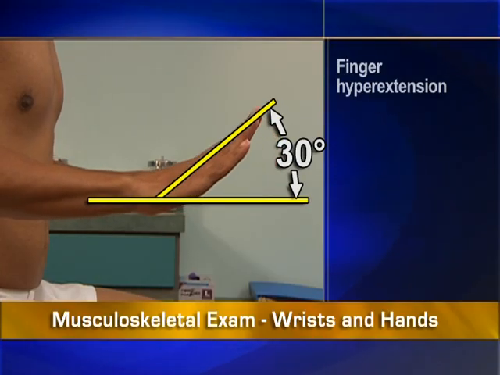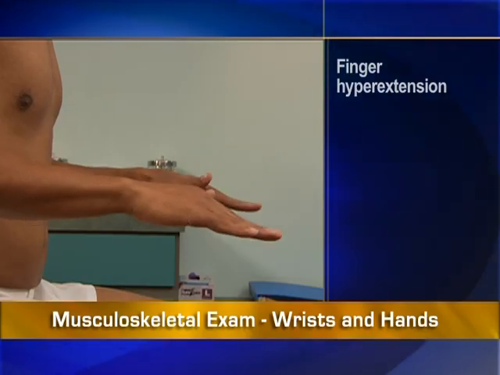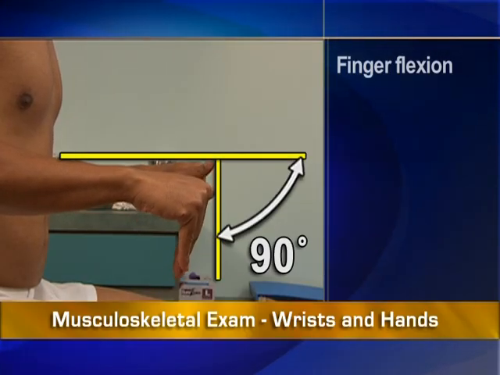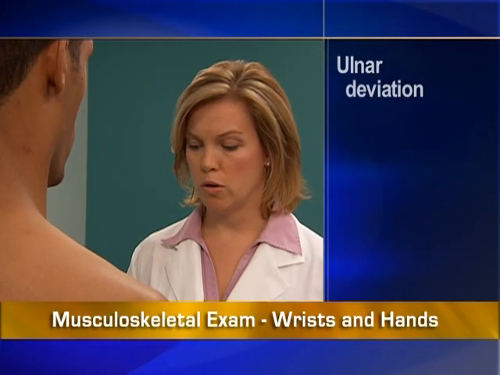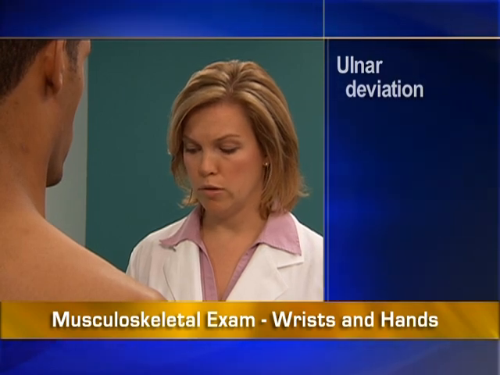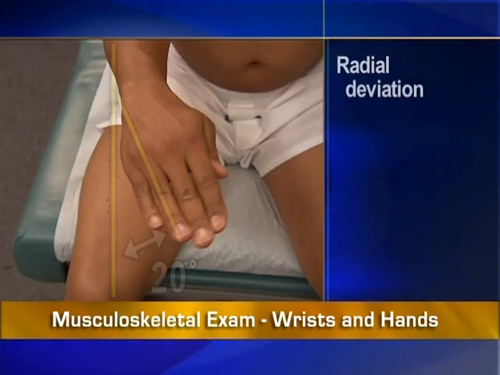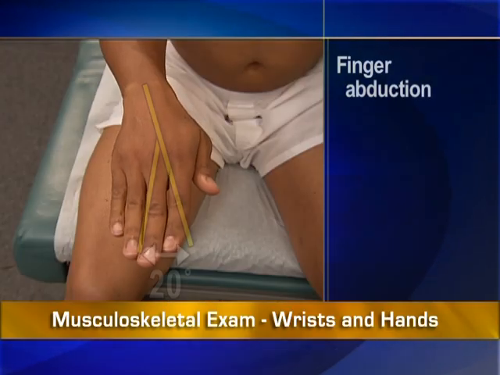Good. Finger hyperextension of 30 degrees at the metacarpophalangeal joints, finger flexion of 90 degrees. Now, keeping your arms at your side, I want you to try and turn your wrists outward, ulnar deviation of 55 degrees, to the middle, radial deviation of 20 degrees, and spread your fingers, finger abduction of 20 degrees.